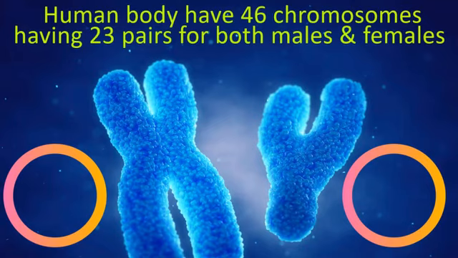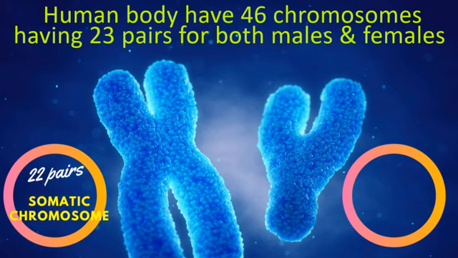Our body is composed of 46 chromosomes, and there are 23 pairs of chromosomes. Chromosome can be somatic or sex chromosome. What is the difference between the two? The somatic chromosomes are the body chromosomes, which are composed of 22 pairs, while the sex chromosome is the 23rd pair.